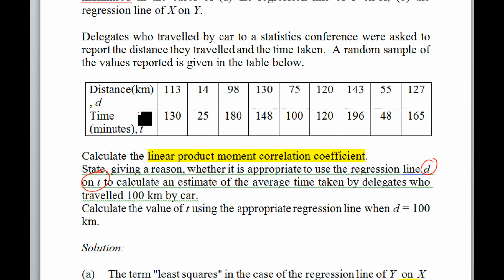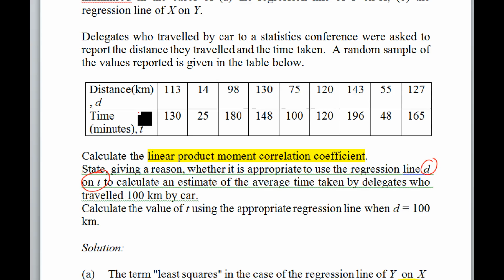Distance, time. Look at how we collect the data. Delegates who travel by car are asked to report, that means declare, just declare the distance. That means when I collect the sample, I don't say, oh, you travel this distance, only 100 click, I collect your time. 200 click, I collect your time. 300 click, I collect your time. No. When I collect the data, they are just required to report. That means I pick any delegate, you, what distance? 113. Time, 130 minutes. Another delegate, randomly, 142.5, 98, 180. So when you do that kind of collection of data, actually there is no independent variable.